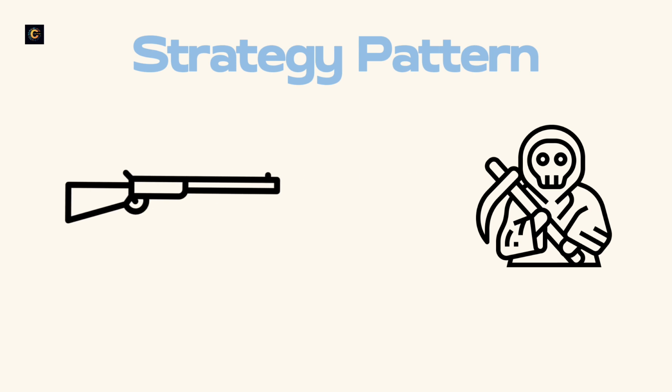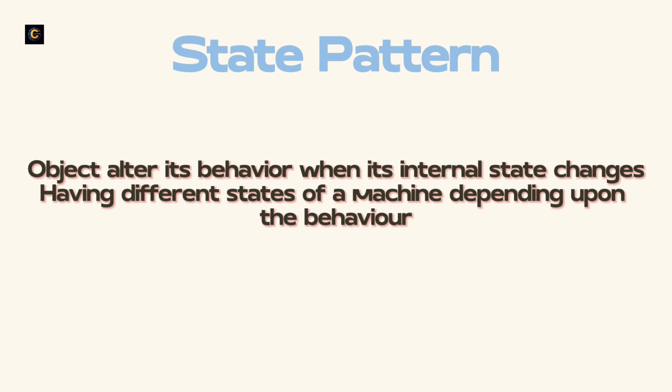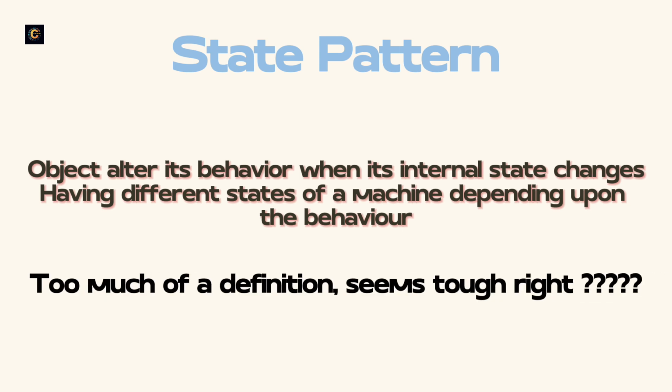Next, we have the state pattern. Here comes the definition. This pattern lets an object alter its behavior whenever its internal state changes. It is like having different states of a machine and its behavior changes depending upon which state it is in.